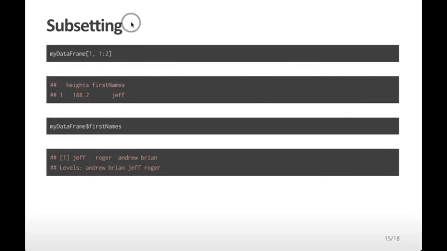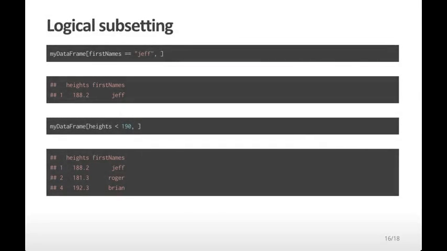Similarly, we can look at specific rows and columns in a data frame. Here, for this data frame, I am looking at the first row and the first two columns' values. That returns for me the heights and first names from the first row. Alternatively, I can access a particular column using the $ sign operator. This operator can be applied by saying my data frame $ and then the name of the variable you want to access, in this case first names, and this will then give all of the first names in the data frame.